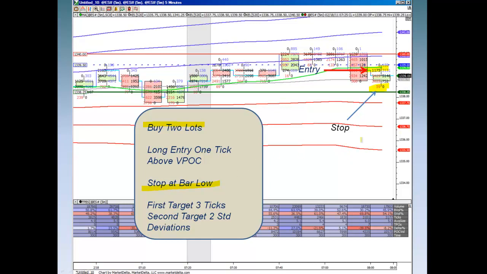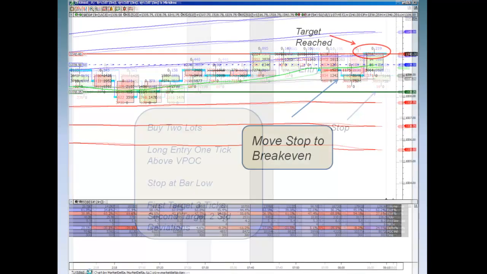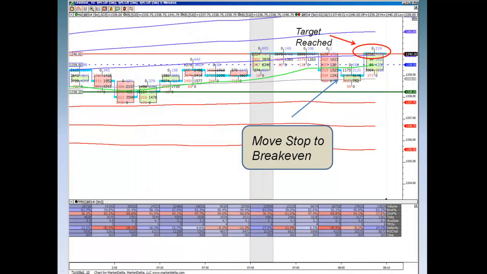All right, so we now know where our entry is. Our first target, this time since we have 2 lots, we have 2 different targets. Our first target at 3 ticks, and the second target is 2 standard deviations of the Keltner. Let's proceed and see how things develop. Aha, didn't take long. We reach our target in the next candle. So we're out with 1 lot or 1 contract, and we're still in with the other contract.